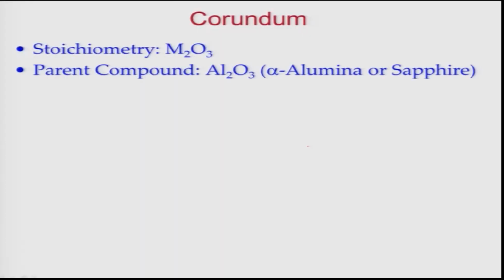Corundum is again a mineral name, it is the mineral name of alumina, a very well known compound. The stoichiometry of materials which are based on this structure is M2O3. So, for every 2 M there are 3 O's. So, 2 cations, 3 anions. So, the parent compound of this is alpha alumina, which is also called sapphire, Al2O3, and there are other compounds which follow this structure such as Fe2O3 or Cr2O3, iron oxide which is hematite, and Cr2O3 chromia.